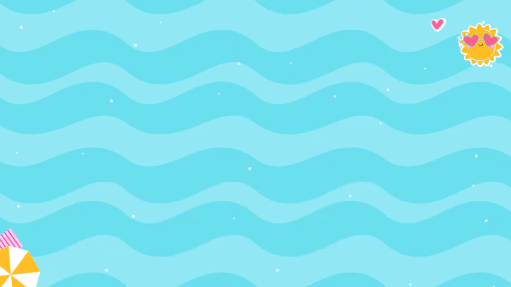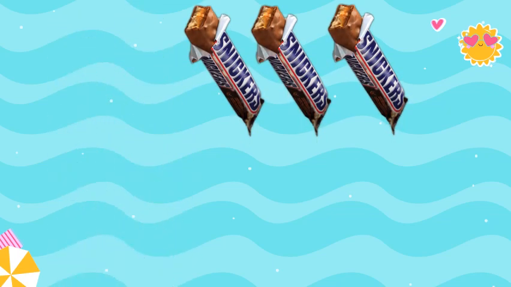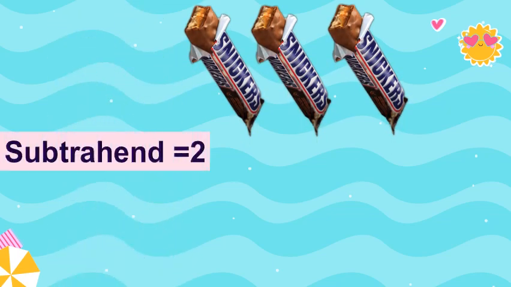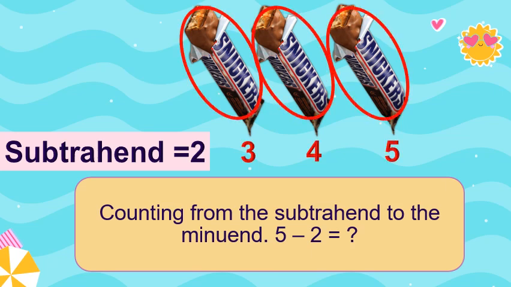We can also answer this by counting from the subtrahend. Again, subtrahend is the number that you're going to take away from the minuend. So here I ate 2 bars of chocolates, right? So we're going to start counting from 2. So we start with 3, 4, 5. We will stop at 5 because that is the minuend.